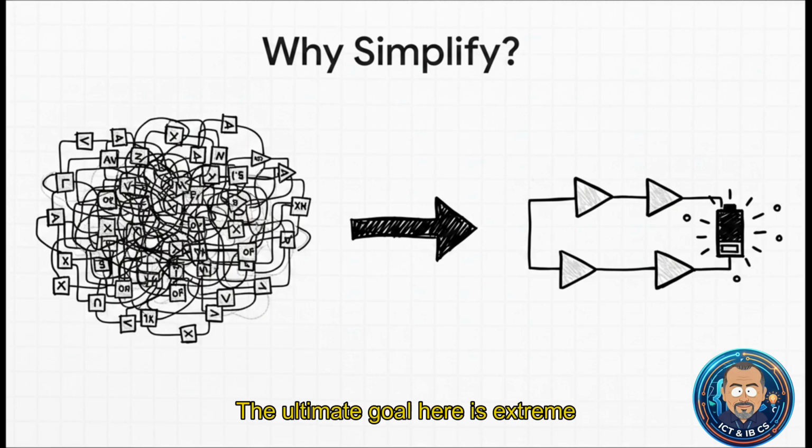The ultimate goal here is extreme efficiency. If you can mathematically prove that a complex 20-gate circuit does the exact same thing as a streamlined 5-gate circuit, you're obviously going to build the 5-gate version, right? Systematically reducing the physical gates shrinks the footprint on the silicon wafer, minimizes signal latency, and drastically lowers the required power draw. It's a total win-win.